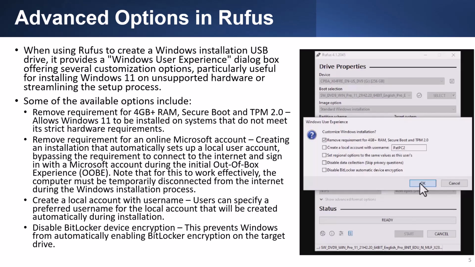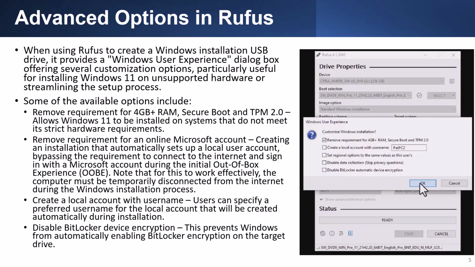Remove requirements for an online Microsoft account: creating an installation that automatically sets up a local user account, bypassing the requirements to connect to the internet and sign in with a Microsoft account during the initial out-of-box experience. Note that for this to work effectively, the computer must be temporarily disconnected from the internet during the Windows installation process. Create a local account with username: users can specify the preferred username for the local account that will be created automatically during installation.